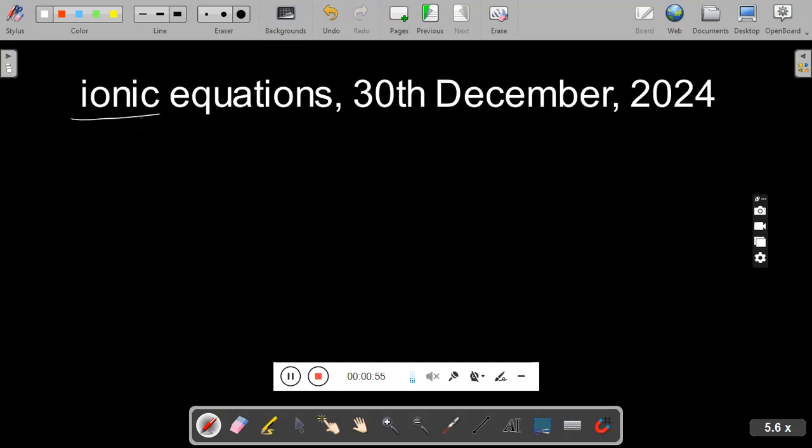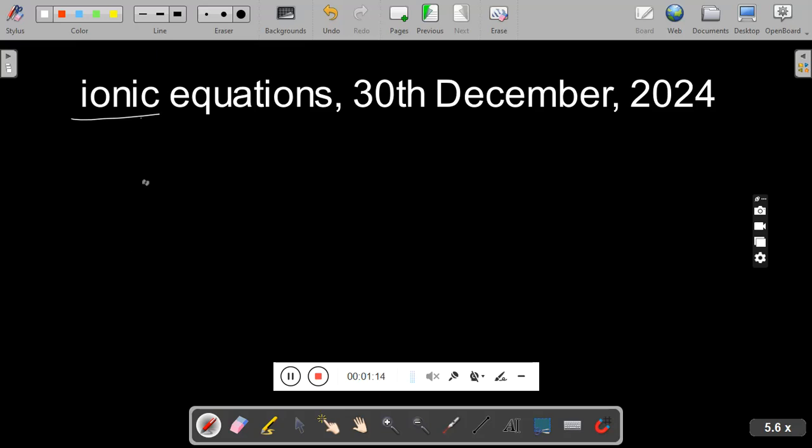But you need to know that in a chemical reaction where ions are involved, not all the ions are taking part in the chemical reaction. So what we want to do is to remove those ions which are not taking part in a chemical reaction, so that we remain only with those ions that are involved.